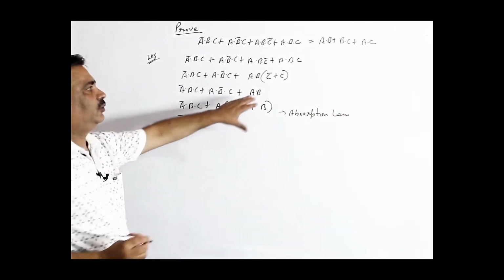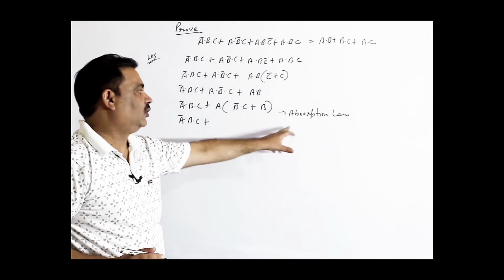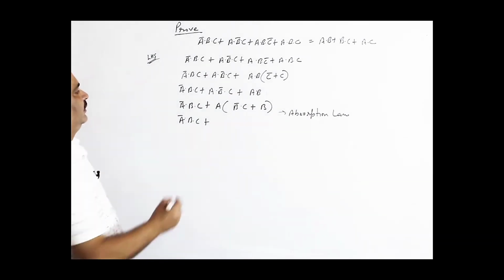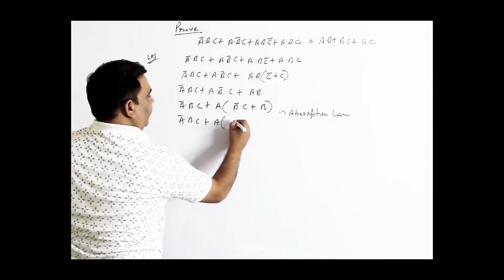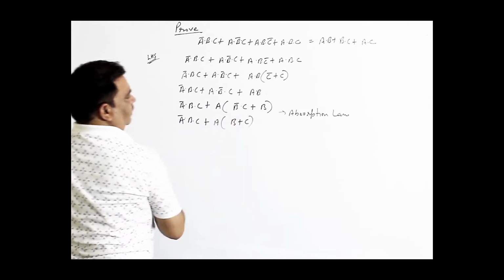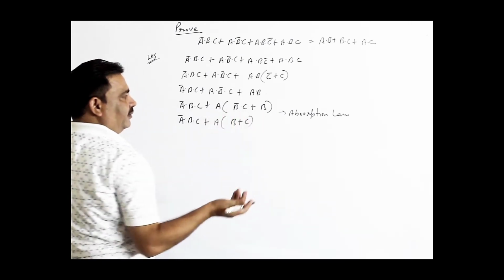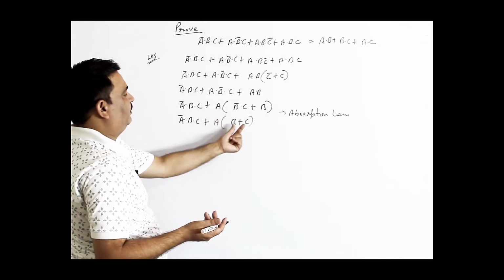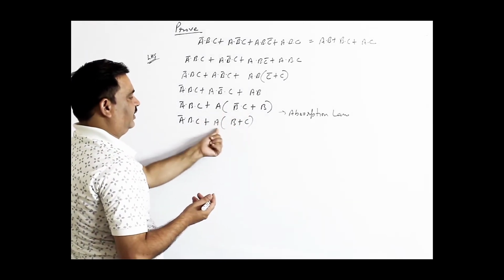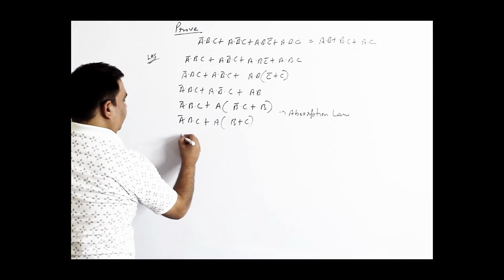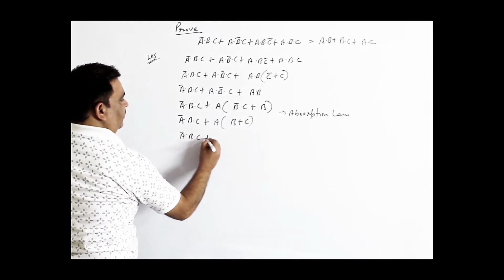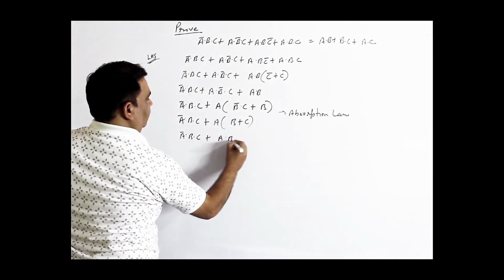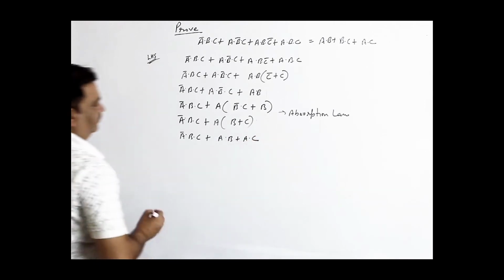While solving, better to write the laws this side. Which law we are applying here? So A is same, inside it will be B + C. B + B' will be 1 and B + C, you can say it is distributive also. So A(B + C), now multiply inside: A·B and A·C. First term will remain same, A·B + A·C.